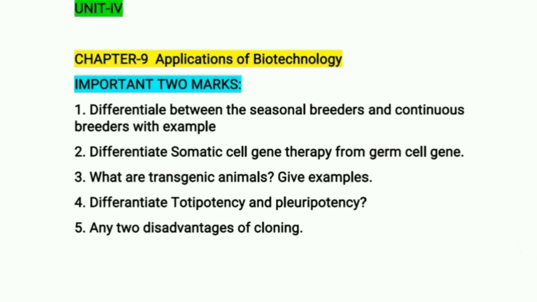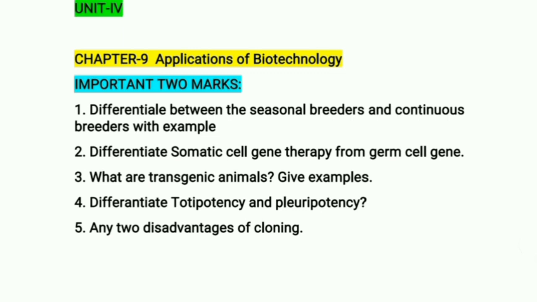Important 2 marks. Differentiate between seasonal breeders and continuous breeders with example. Differentiate somatic cell gene therapy from germ cell gene therapy. What are transgenic animals? Give examples. Differentiate totipotency and pluripotency.